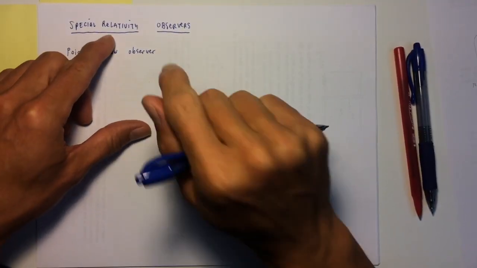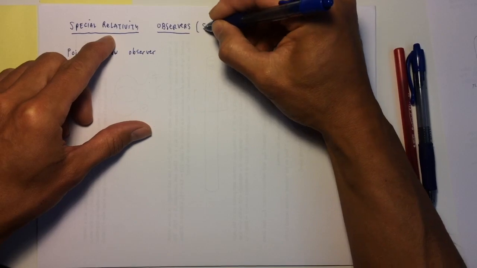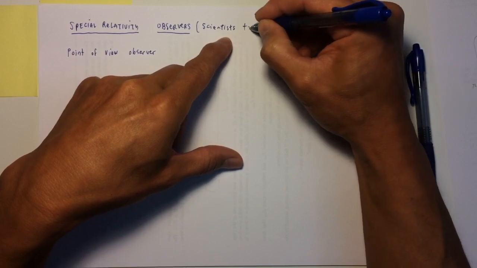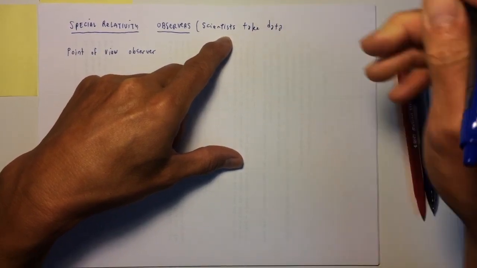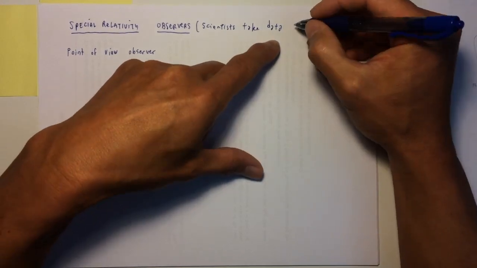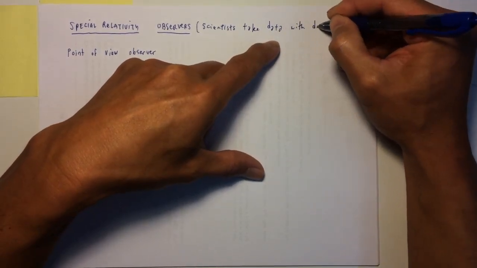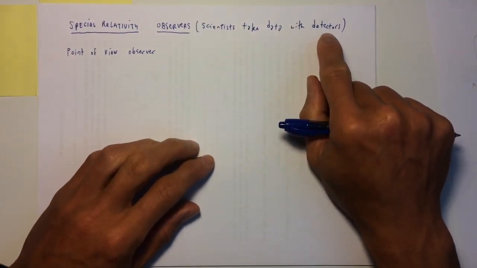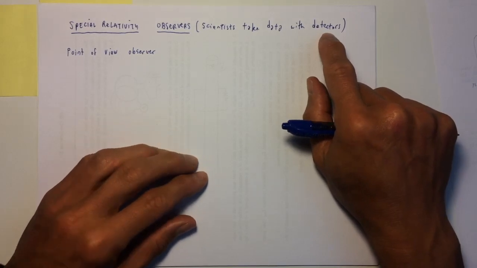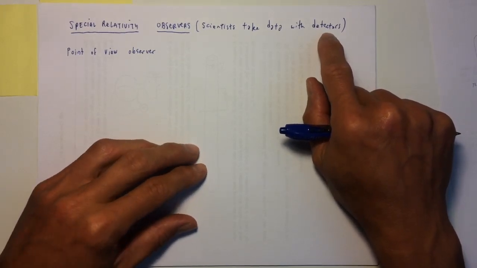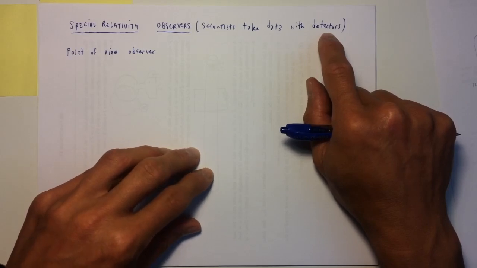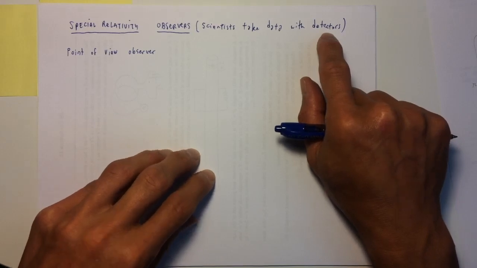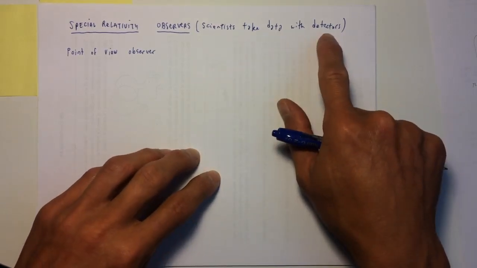Observers in special relativity are the scientists. And scientists take data. The idea is they take data with detectors, like scientific instruments, like voltmeters and rulers and clocks to measure time durations. Things that record how bright light signals are, or how loud noises are, or how hot something becomes, like the temperature, right? So scientists use these detectors.